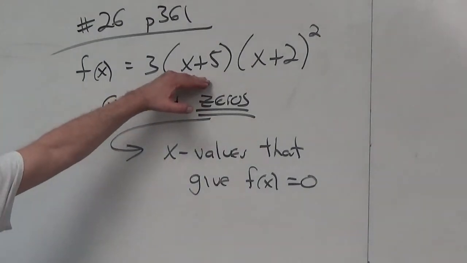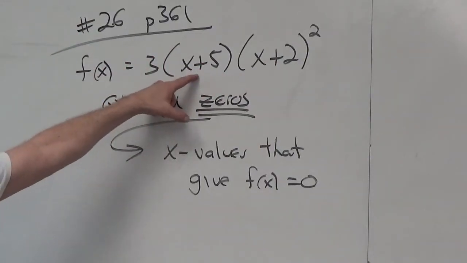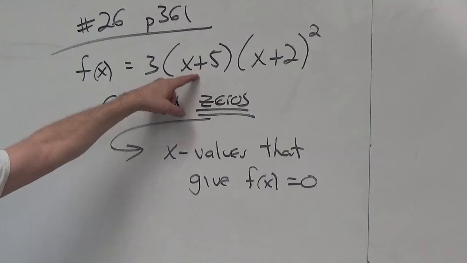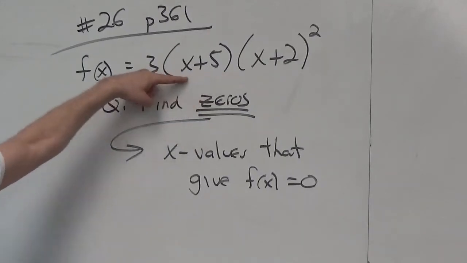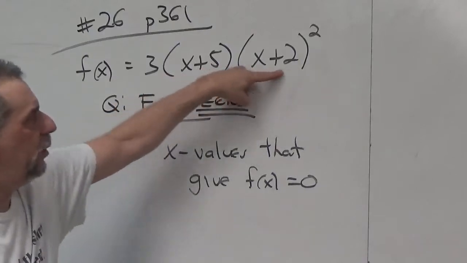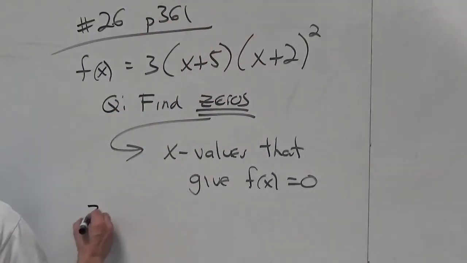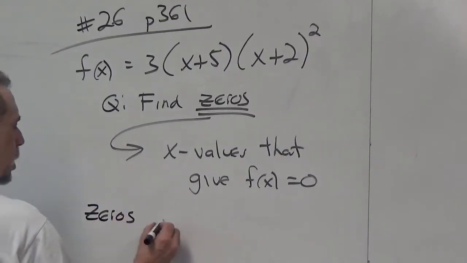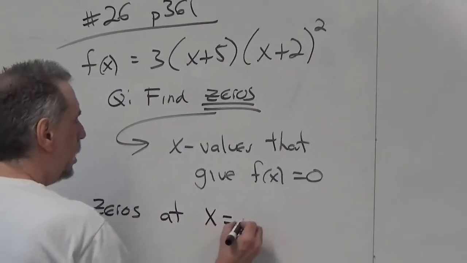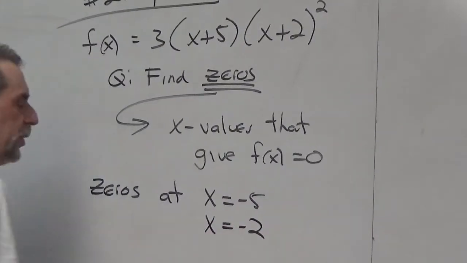Now this one's nicely factored. The first thing we want to do is factor. This one's already factored, so we got no problem here. So we know immediately, using the zero factor property, this factor equals 0 when x is negative 5. This factor equals 0 when x is negative 2. We're done. So zeros are at x equals negative 5 and x equals negative 2.